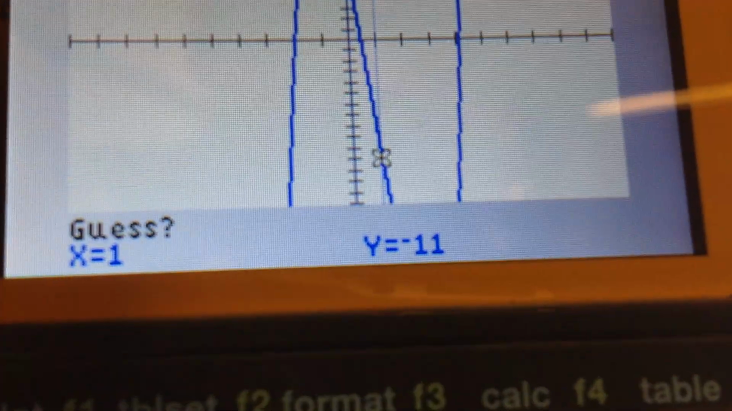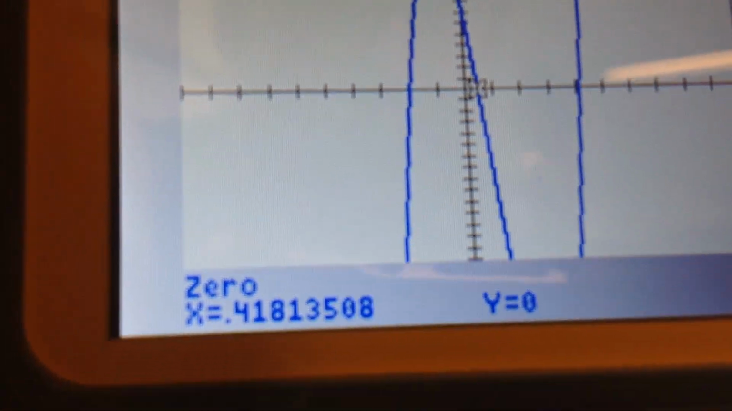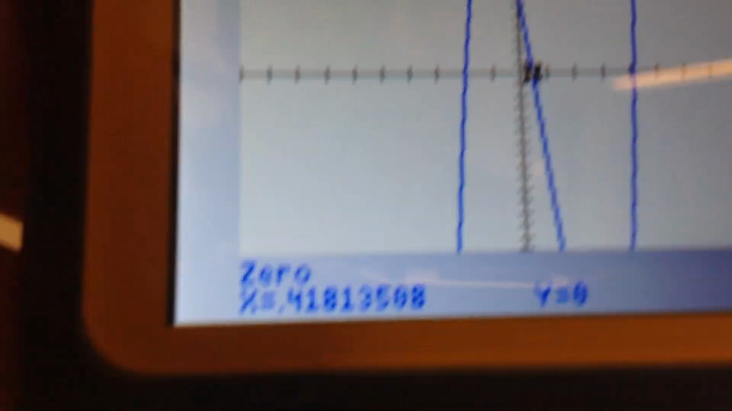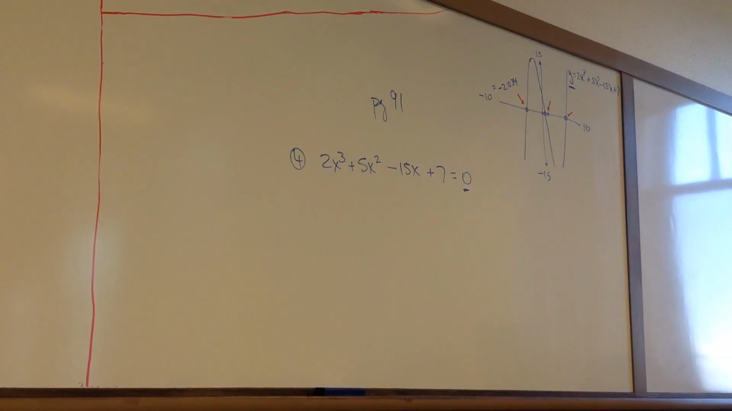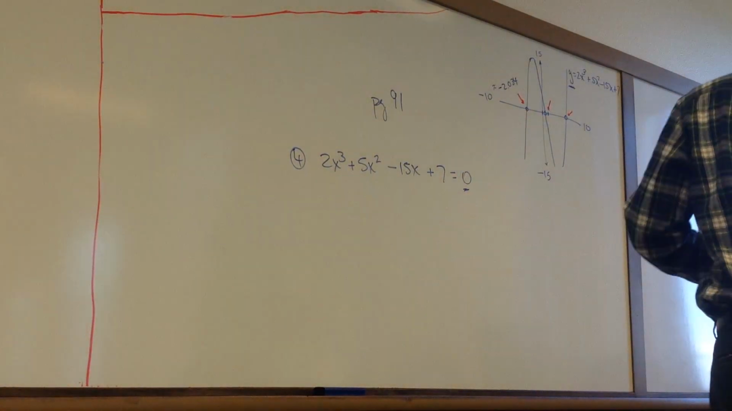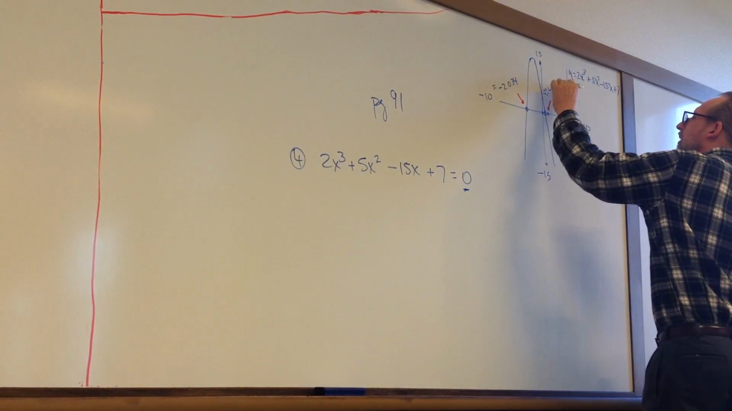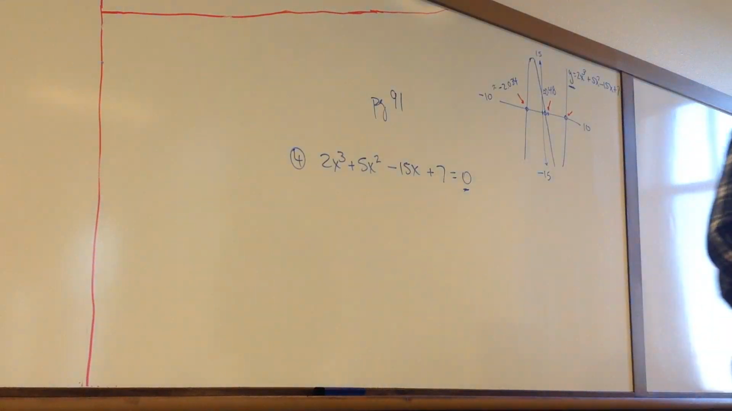You'll still get that guess feature. We can just hit enter one more time, and there's our answer. The root there is 0.418 approximately. So that's just another way of going about entering the left and right bounds. Okay. So what was that? That was 0.418 right here. And these are all approximate because they're irrational numbers.